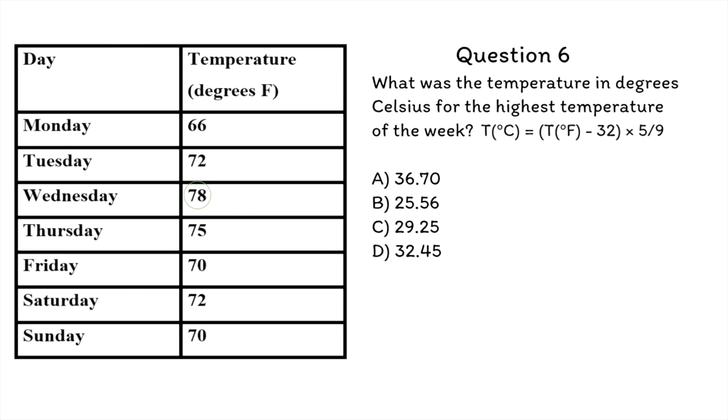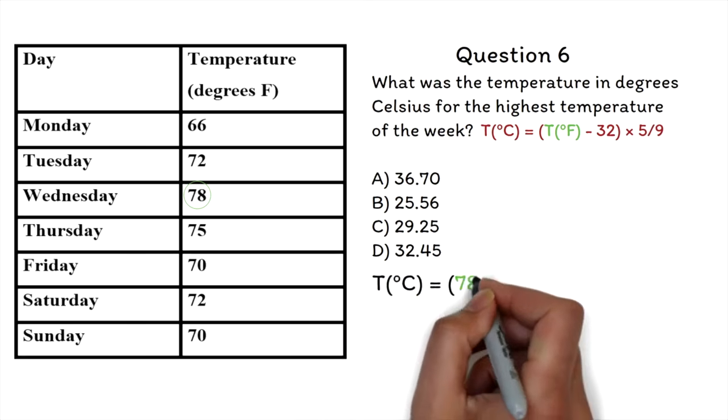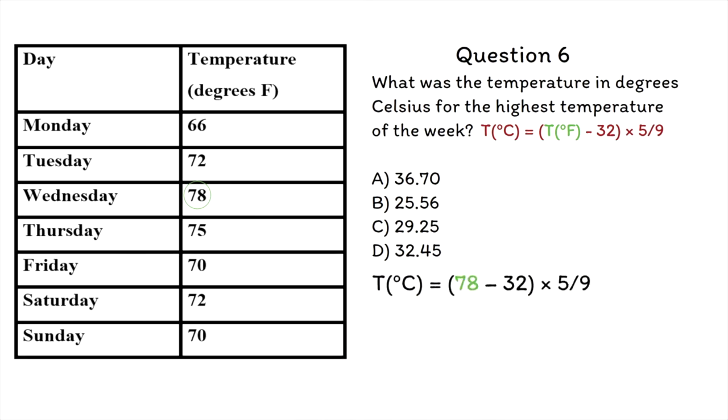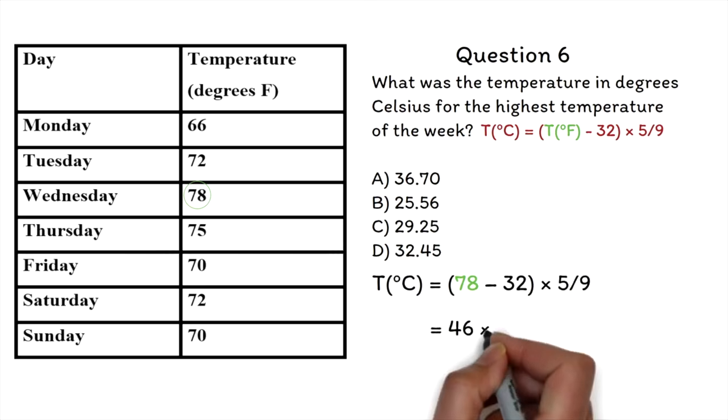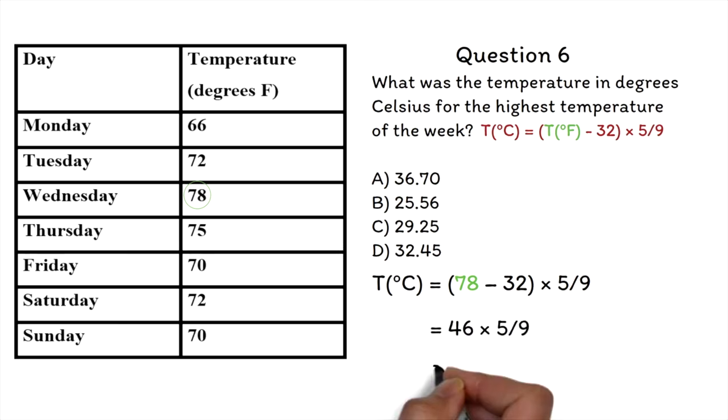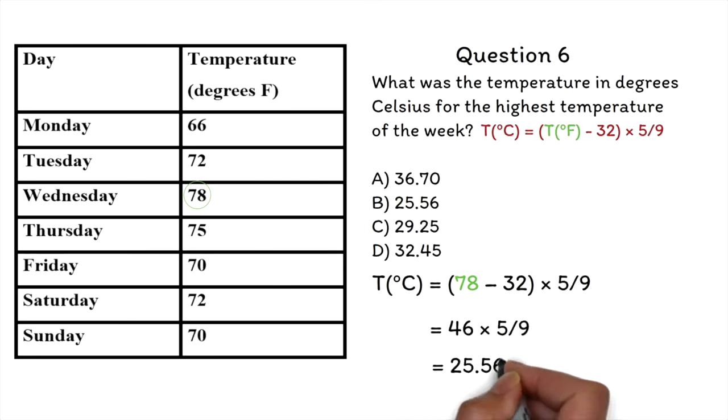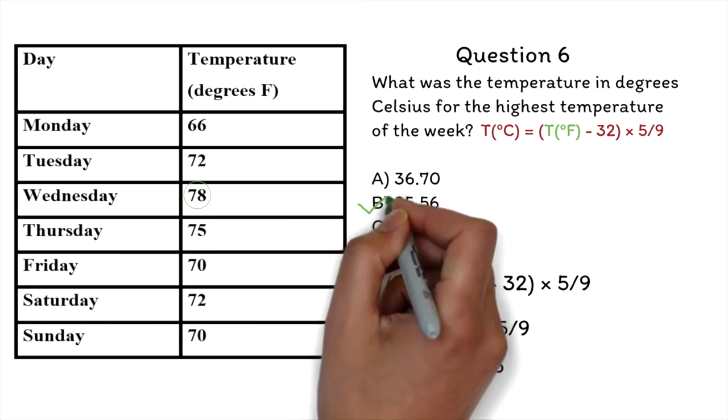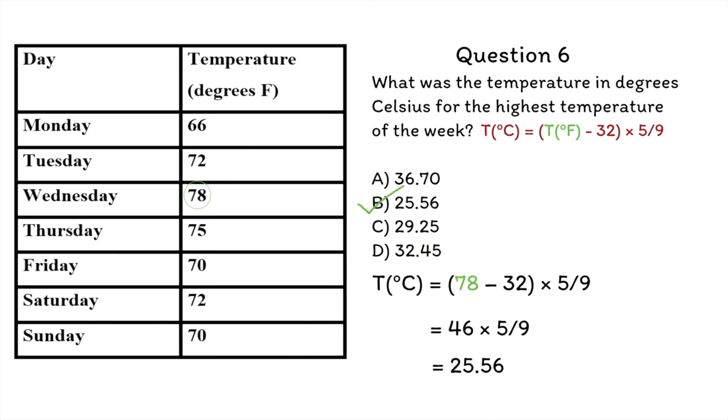This is in degrees Fahrenheit. However, we are supposed to calculate it in degrees Celsius. The formula is stated above as temperature in degrees Celsius equals temperature in degrees Fahrenheit minus 32 times 5/9. Temperature in degrees Celsius equals 78 minus 32 times 5/9. 78 minus 32 is 46, so we have 46 times 5/9. We can work this out on the calculator to get 25.56. The answer is therefore option B, 25.56 degrees Celsius.